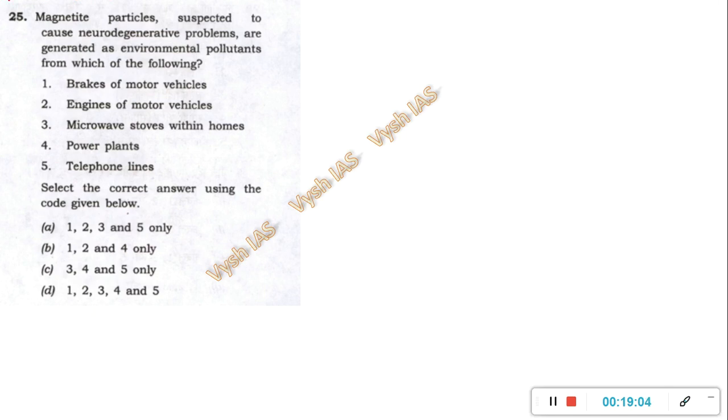Now this one, magnetite particles, which can cause neurodegenerative problems. Because all these appliances can have magnetic interference and magnetic fluxes, especially microwave, telephone lines, all these things can happen. Answer 1 2 3 4 5 was told by most people. But they're telling not just emitting magnetic, they're telling neurodegenerative problems and all. If that was the case, then you would not have so many telephone lines and microwaves in your surroundings.